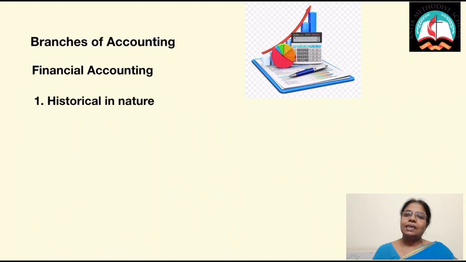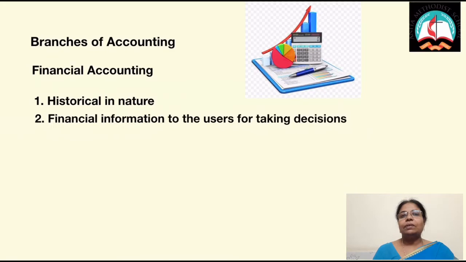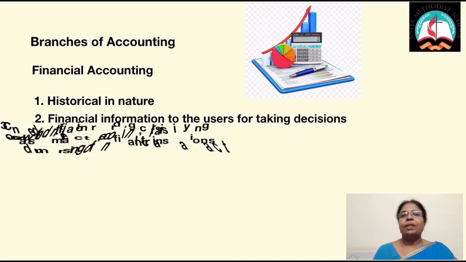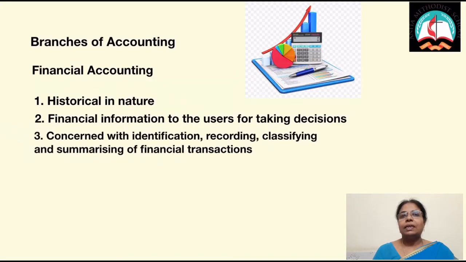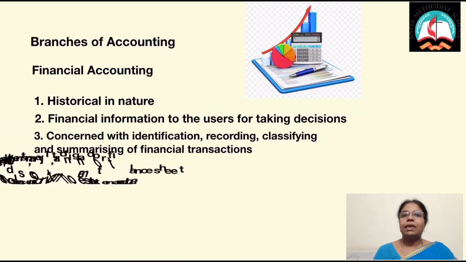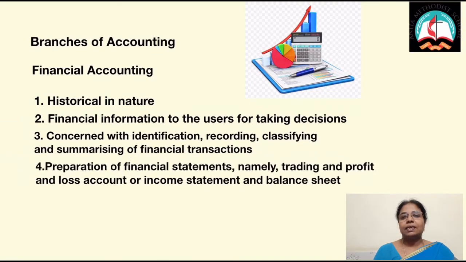What is historical in nature? Whatever transactions and events have already occurred are called historical in nature. And it also provides financial information to the users for taking decisions regarding the business. It is concerned with identification, recording, classifying and summarizing of financial transactions, and it is helpful in preparing financial statements.